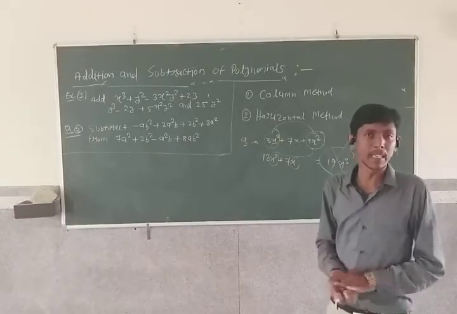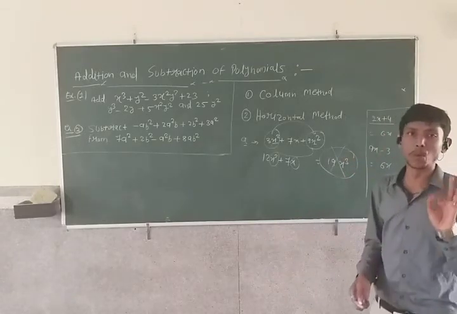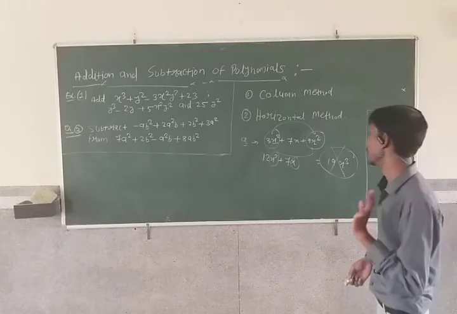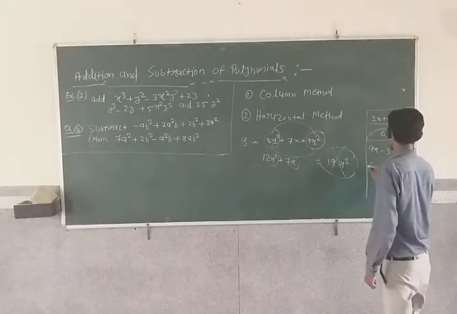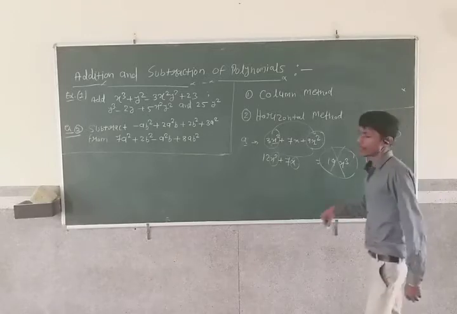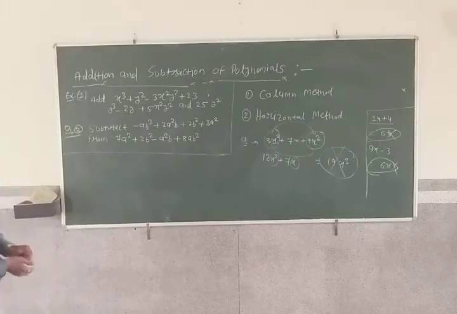If they are like terms, then only we can perform addition or subtraction. That is the most important thing to keep in mind. You have to keep it in mind. Okay? So this is wrong. This is also wrong, because we can't add any unlike terms.